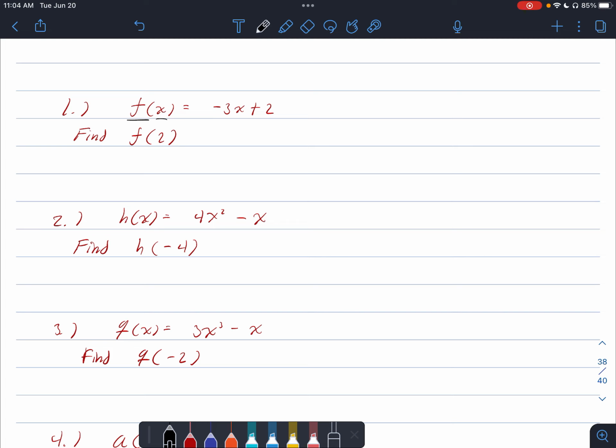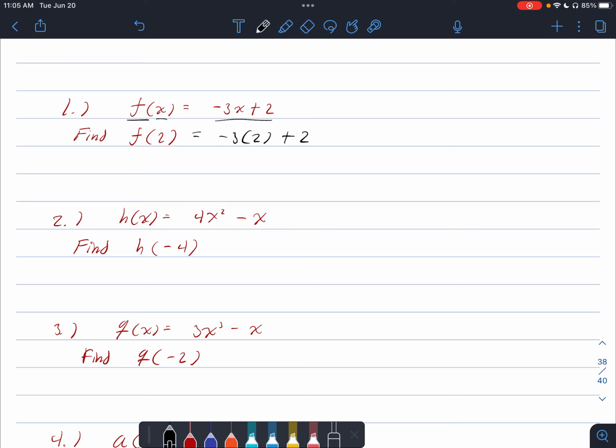You can plug in anything in the domain of the function to this input x. Whatever you plug in for x, you're going to plug in for any instance of x you see on this side of the equal sign. For this one, we have f of x is equal to negative 3x plus 2, and we're asked to find f of 2. So f of 2 is equal to negative 3 times 2 plus 2.